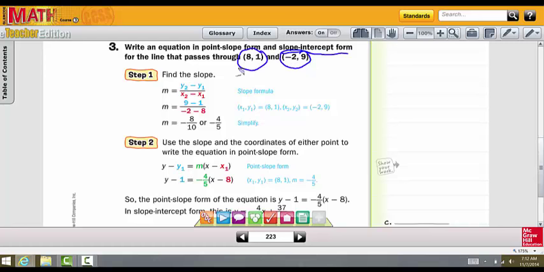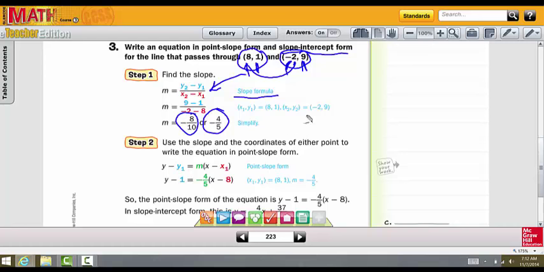In this problem, we're going to take the 2 points and use the slope formula in order to find the slope. So we're going to do y2, which is right there, minus y1, 9 minus 1, over x2, which is negative 2, minus x1, which is 8. So we get 9 minus 1 is 8, over negative 2 minus 8 is negative 10, so we end up with negative 8/10, which simplifies to negative 4/5.